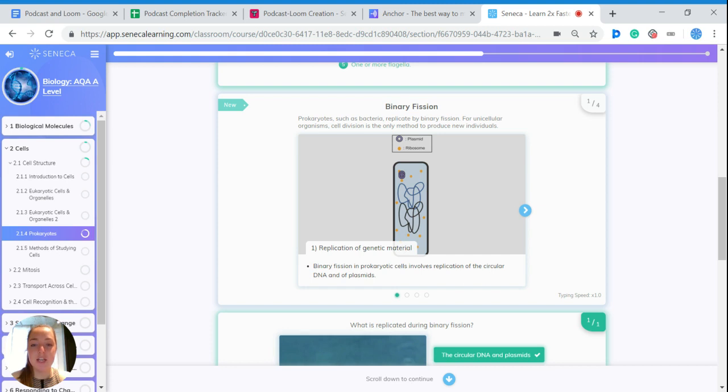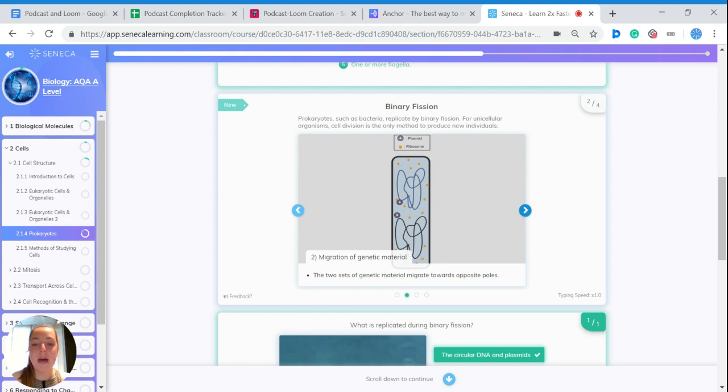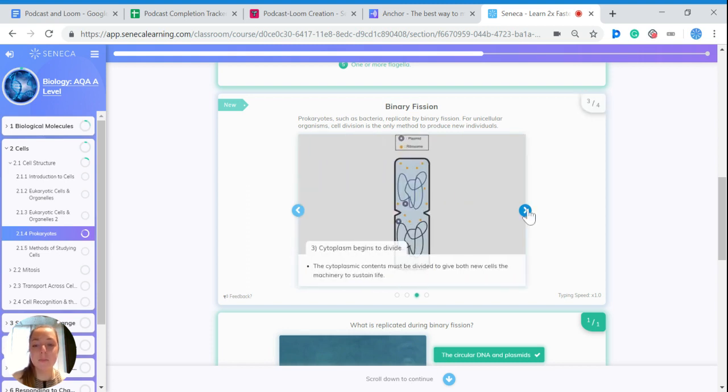First, the genetic material is replicated. Binary fission in prokaryotic cells involves replication of the circular DNA and also of the plasmids. Then, the two sets of the genetic material migrate towards opposite poles, or opposite ends of the cell.